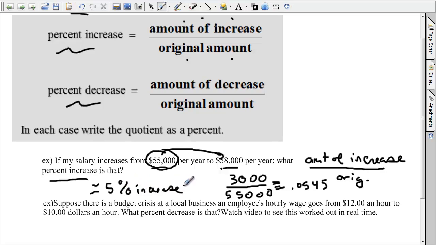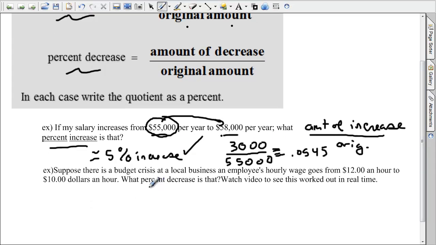Okay, let's try again. Suppose there's a budget crisis at a local business and an employee's hourly wage is cut. So let's say hourly wages are cut from $12 an hour to $10 an hour. What percent decrease is that?